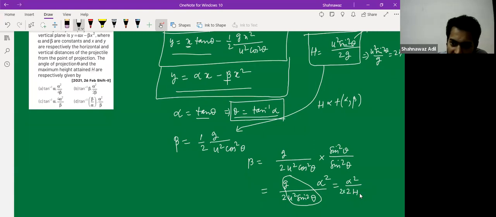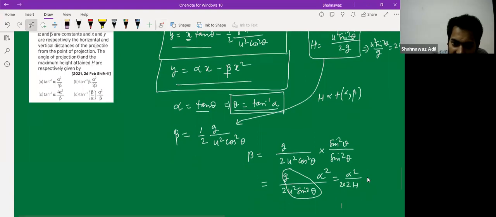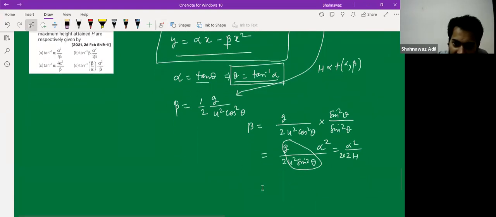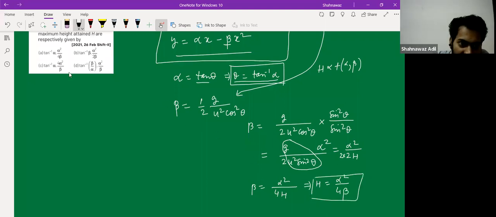And 2 was here already. Any doubt? Any question? No, sir. So, okay. So your beta is alpha square by 4h. So all are in function of alpha and beta. Okay, so your h will be alpha square by 4 beta. Right. So where is alpha square by 4 beta? So this one. Understood? Any doubt?